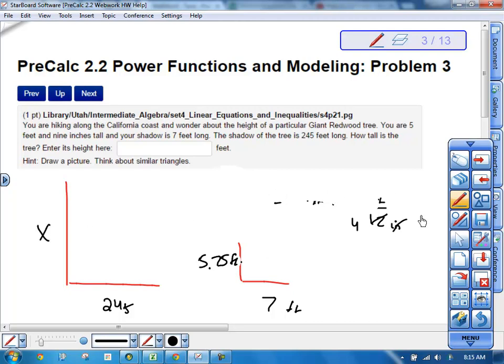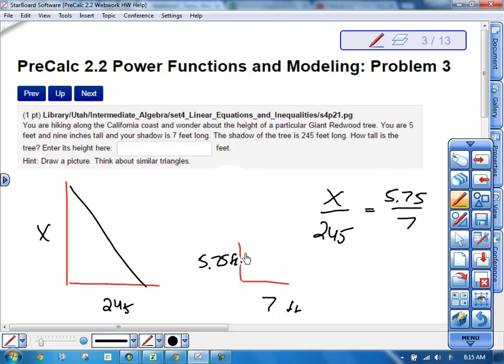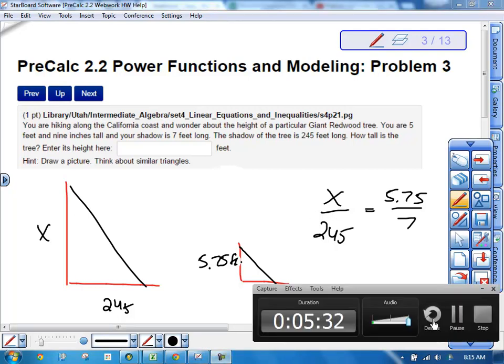And call this x and set up your proportion. It doesn't matter, you can do this over this equals this over this. So x over 245 equals 5.75 over 7, right? Because we know that if these are similar triangles right here, then the ratio of corresponding sides is equal from geometry. So you can solve for x right here, and that gives you the height of the tree.